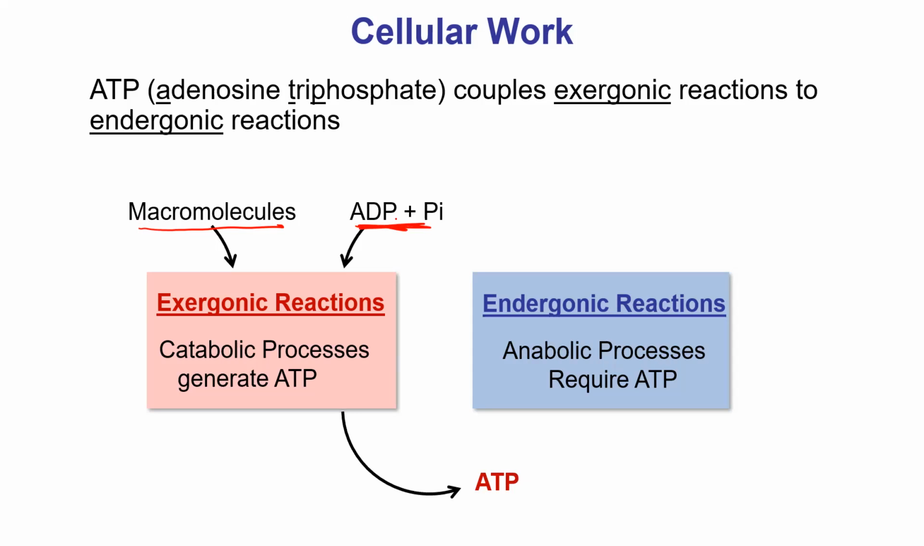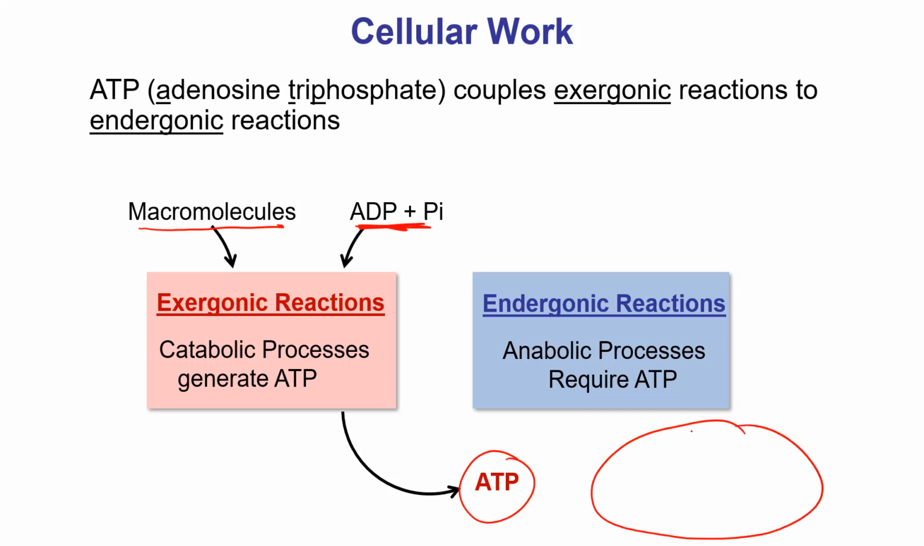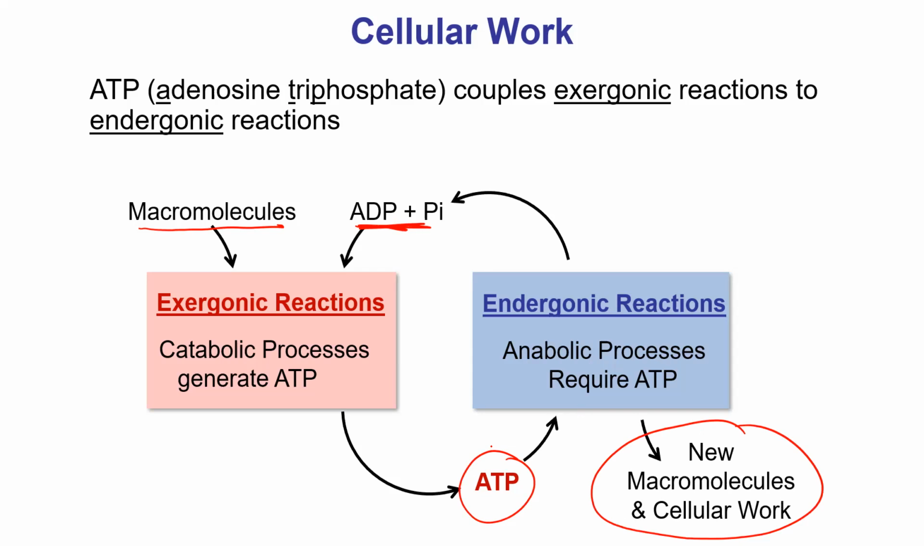So that ATP energy is now going to be used for cellular work. And often that cellular work means that we're coupling the exergonic reactions to drive endergonic reactions. So we're building something with that ATP after we harness the energy from the breaking down reactions. In this case, you can see my ATP is going into these anabolic processes. We're making new macromolecules and doing cellular work. And of course, the ATP gets broken down and we regenerate our ADP and inorganic phosphate.